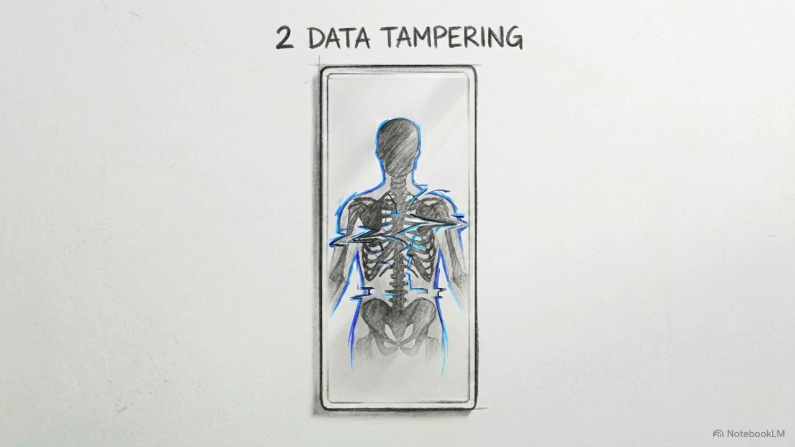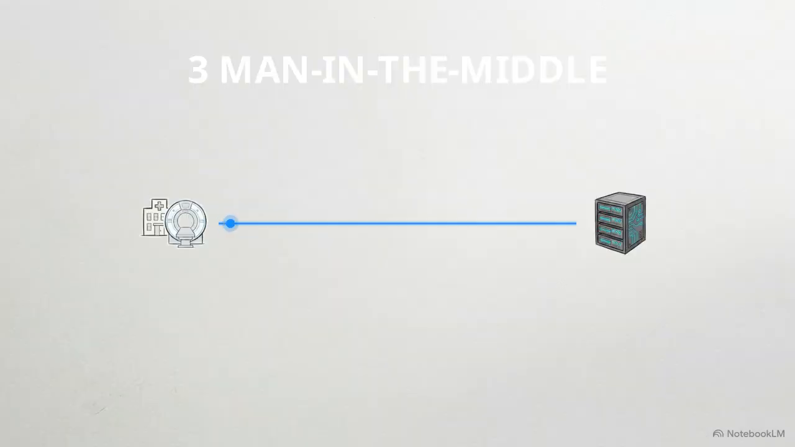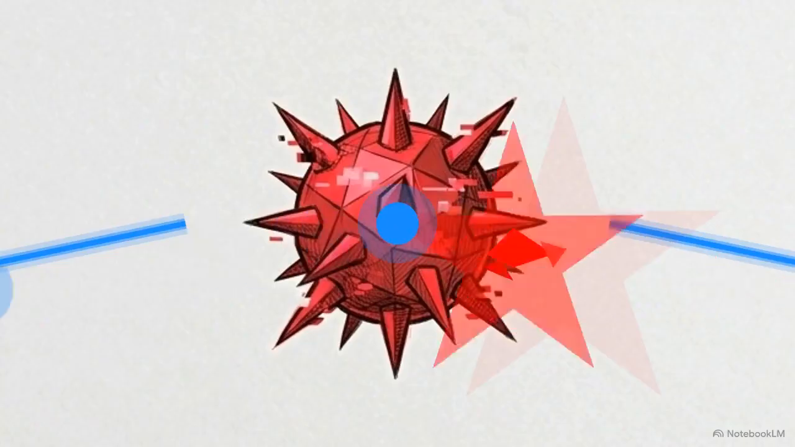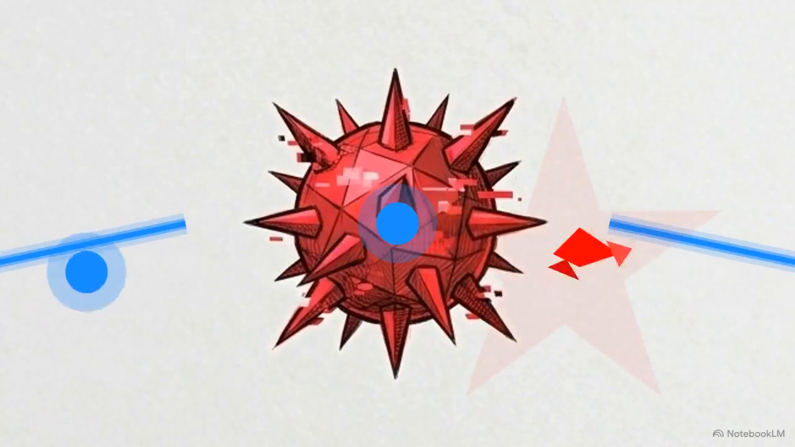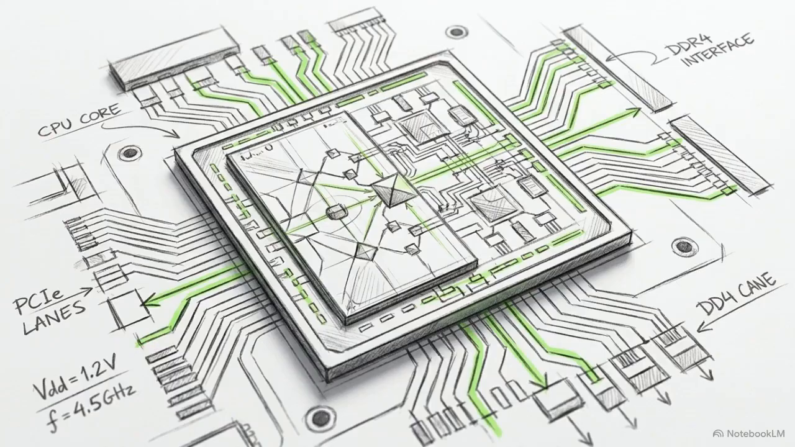Second is data tampering. If an attacker modifies the binary data of an X-ray, the AI will process an altered diagnostic result. Third is a man-in-the-middle attack. Here, an attacker positions themselves between the hospital and the server to intercept and potentially alter communications between two parties who believe they are connected directly. No single encryption algorithm addresses all three of these vectors while maintaining the performance levels required by medical hardware.